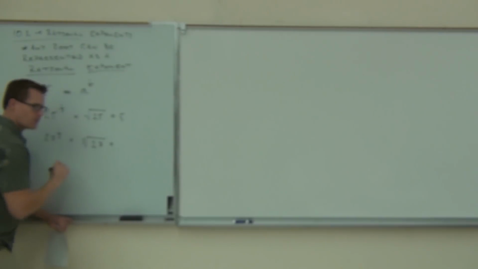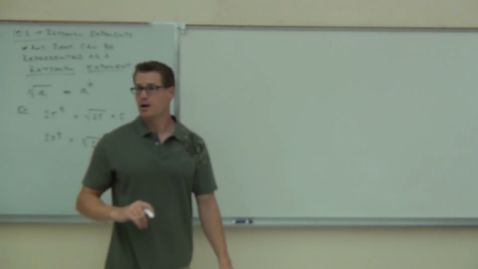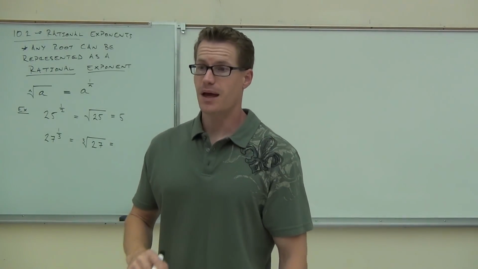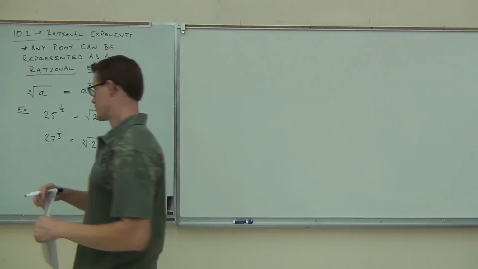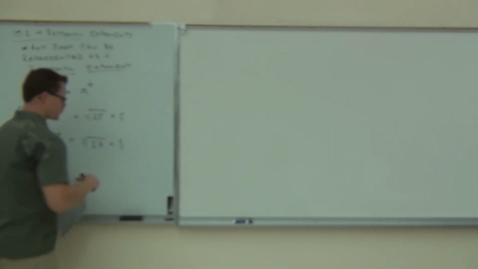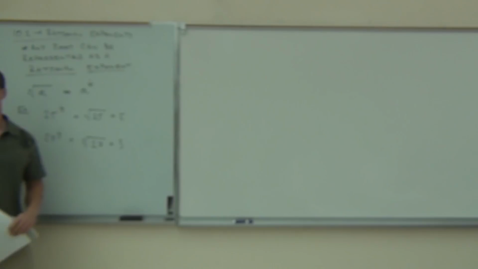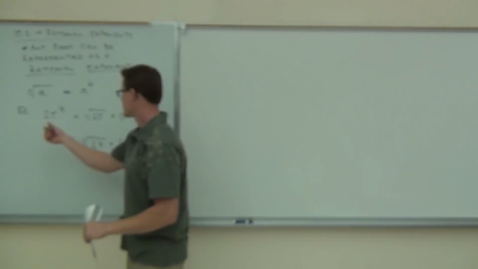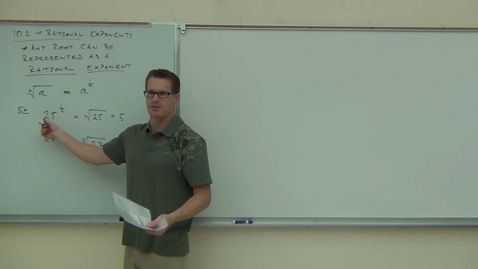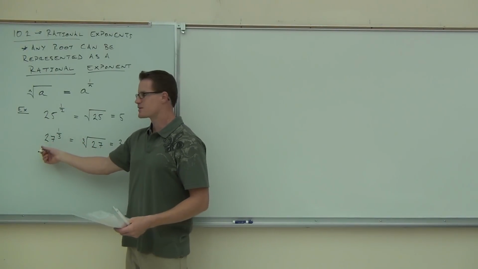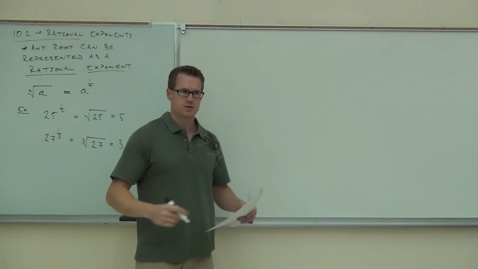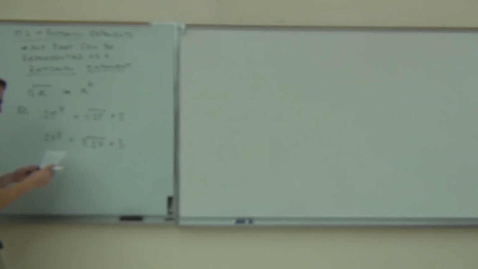And can you tell me what is the cube root of 27? What do you think? 3. Yeah, because 3 times 3 times 3 equals 27. Right? We've dealt with these roots before. We're just now translating from here to here. By the way, you're going to get pretty good at this, to where you're going to be able to look at these things and know immediately, oh, that's 5. That's the square root of 25. Oh, that's 3. That's the cube root of 27. So you'll get pretty good at that.